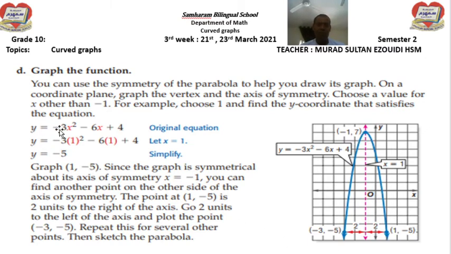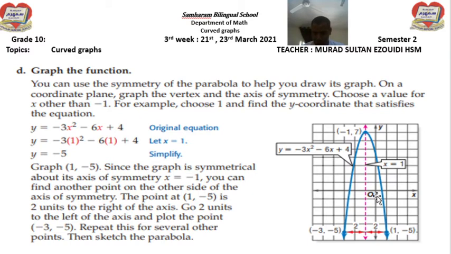So y equal, this is the original equation. Now x equal 1, negative 3 multiplied by 1 squared is negative 3 minus 6, negative 9 plus 4 gives negative 5. So graph 1, negative 5. What is this? This is 0, this is negative 1. Okay, this is the y-axis, this is 0.